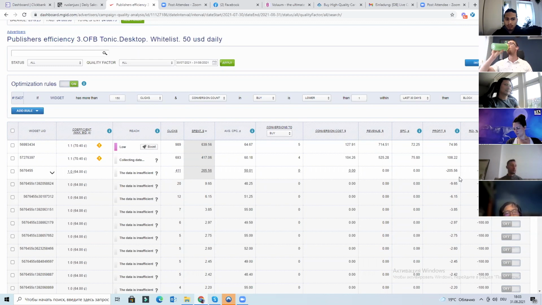Probably go ahead and still do it anyway. What would be the trade-off? Because both ways are fine. It's just we do things a specific way because there's a specific outcome we're looking for. So let's say what happens when you apply the CPA rule to the overall widget UID. So in this example, 5676455. What would happen in that scenario? You get less data.